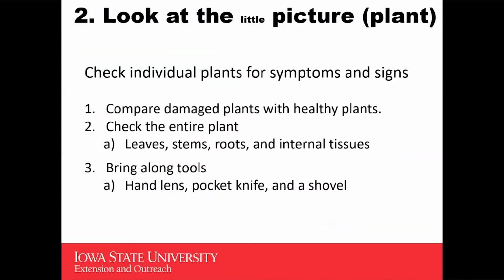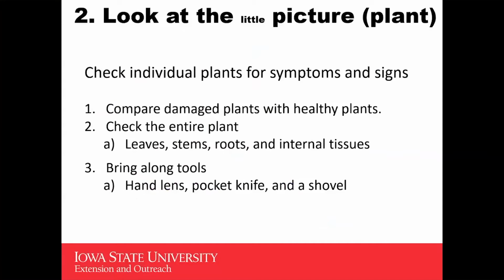Okay, so moving on to the little picture. We're checking individual plants for symptoms and signs. The first thing I like to do once I've identified an area where I think there's a disease is to compare a damaged plant, something in that area, to a healthy plant. I like to get a baseline when I'm out there.